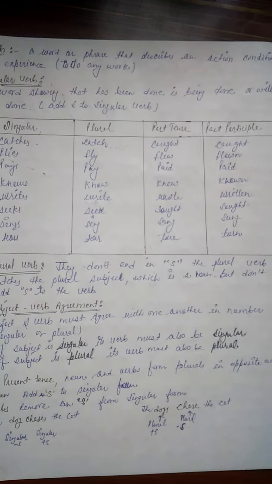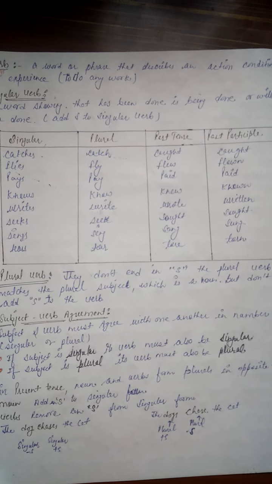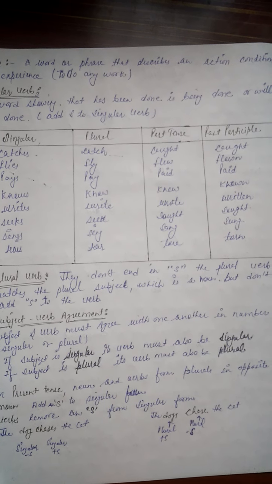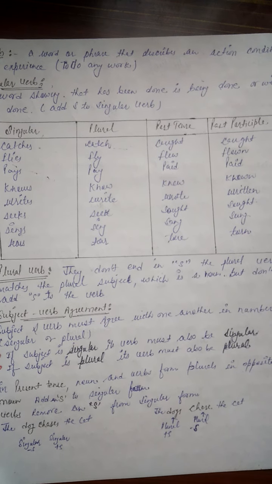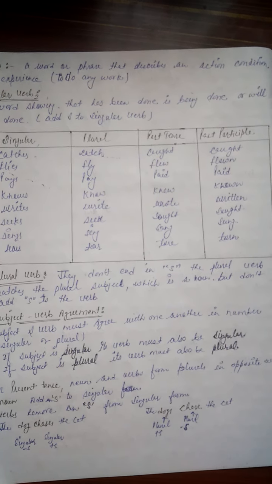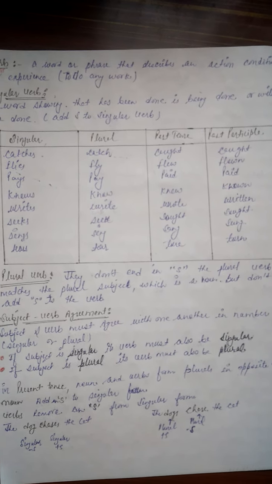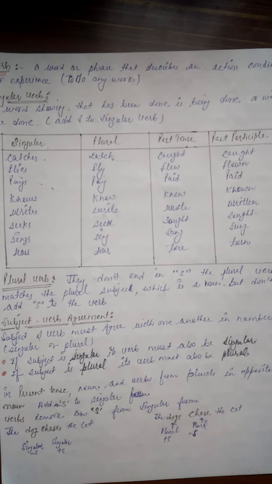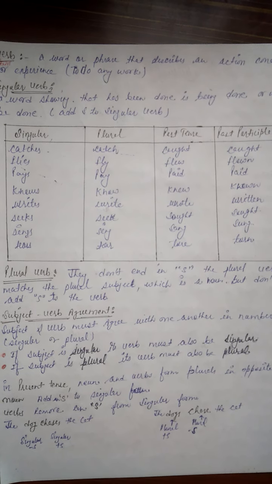For example, here we have a chart. For singular, we use sketches, but for plural, we use sketch. Fly, flies. Flies is singular. We use s in singular. And fly, we call it plural. For past tense, for past participle, we use like this: catch, caught, caught, fly, flew, flown, play, pay, paid, paid, know, knew, known, write, wrote, written. So singular में we use s, and in plural we don't use s.